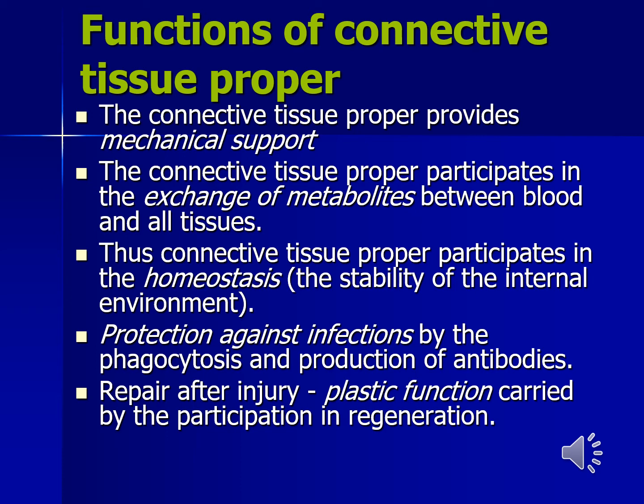Next, protection from infections and from different types of antigens. This is phagocytosis and production of antibodies by plasma cells. Next, repair after injury. Yes, of course, a very important plastic function, because fibroblasts are very active cells and produce more collagen fibers, and it is a fast case of protection after injury.